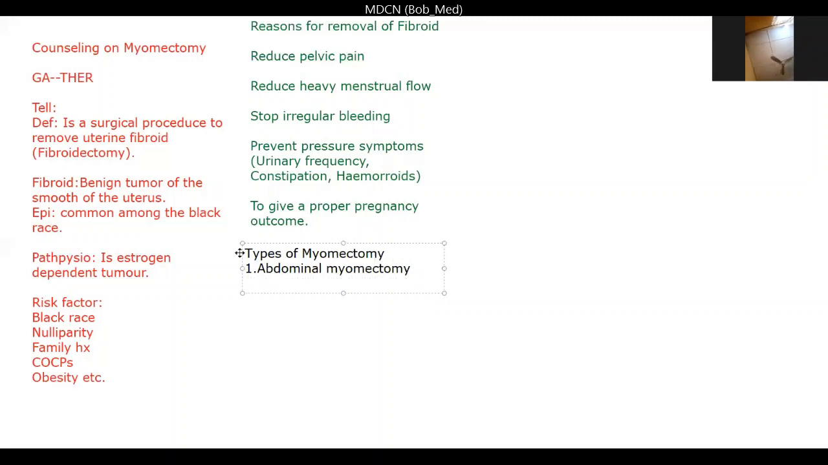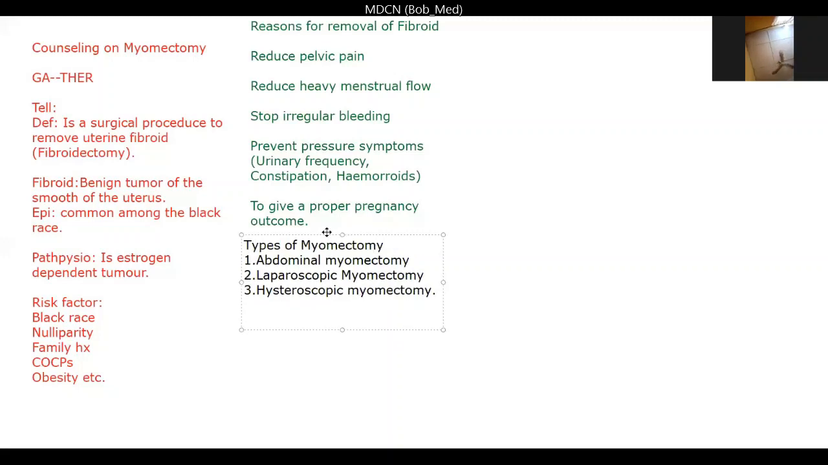We talk about the laparoscopic myomectomy. We talk about hysteroscopic myomectomy. So these are the types of myomectomy you probably explain to the patients about. You start with the abdominal myomectomy. What is abdominal myomectomy? Doctors, please, you don't waste much of your time explaining, very quick and fast. You explain to this patient.